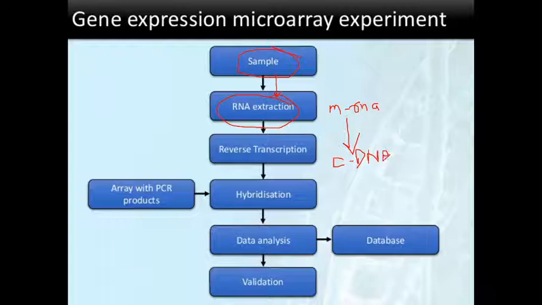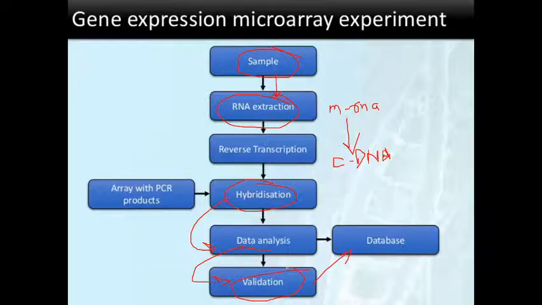Now this cDNA can be analyzed using several probes by the method which is called hybridization, that we will see later on, what exactly we mean by hybridization. That data will be analyzed, and after analysis and after comparison with the database, the data is validated. This is the overall procedure of any DNA microarray technology.